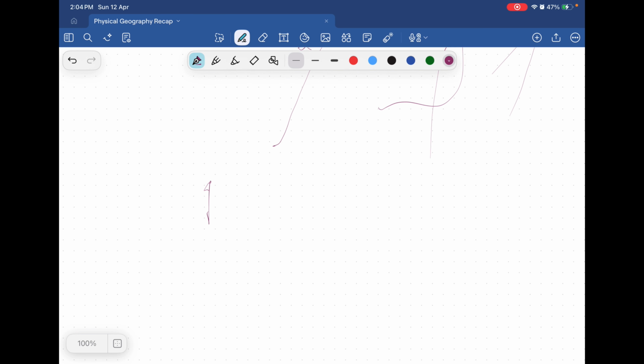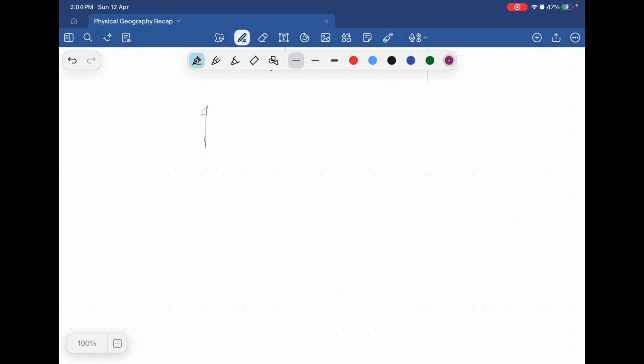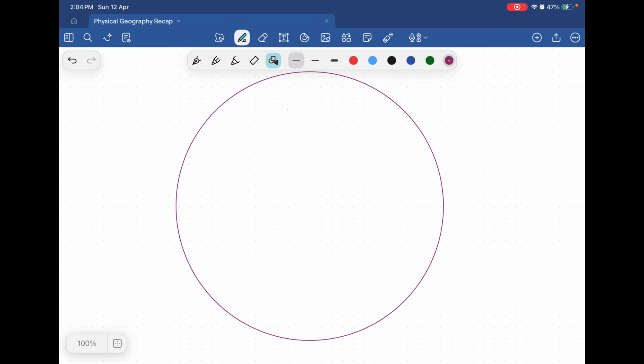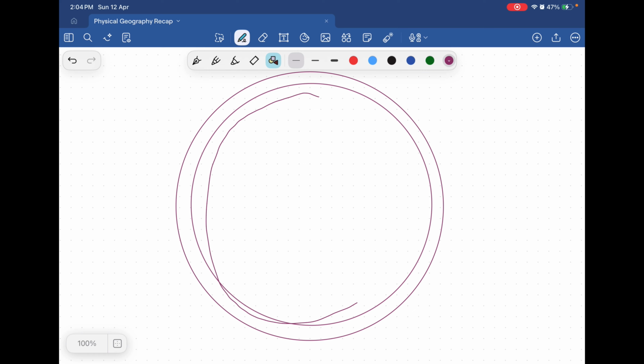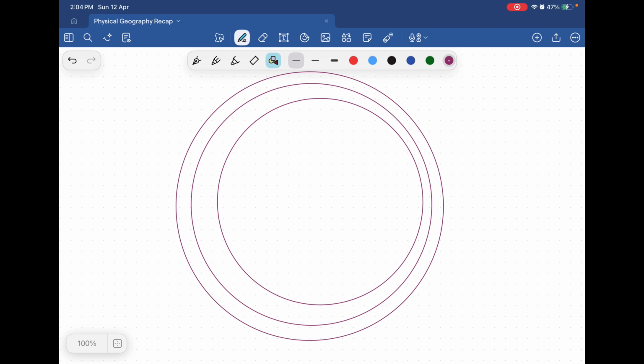Now next we'll talk about the structure of earth. If we are talking about the structure of earth, let's consider this the crust. If I do not get space, I'll make more. So let's first talk about the crust.